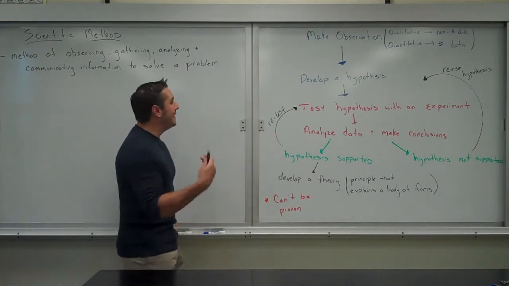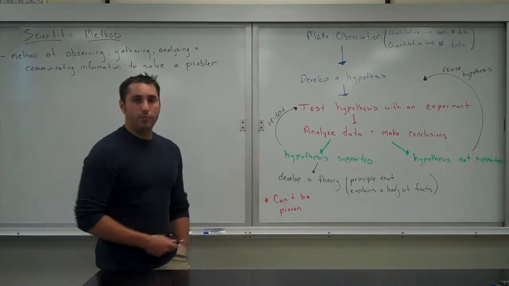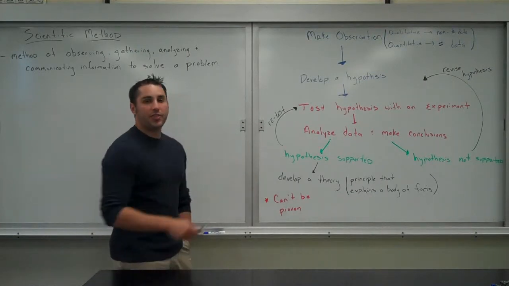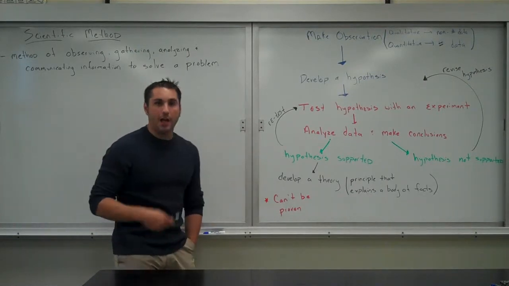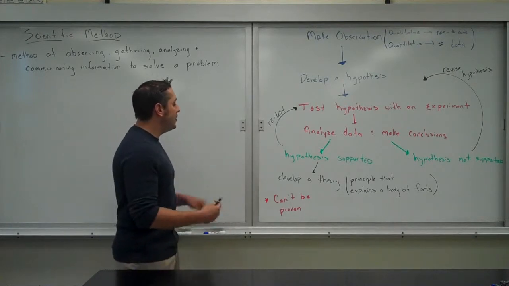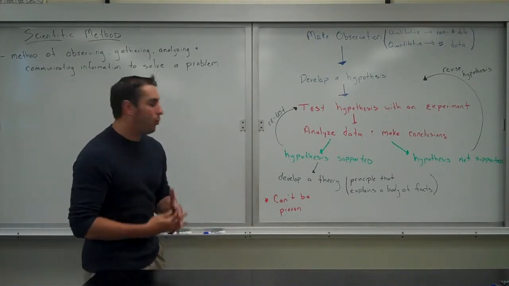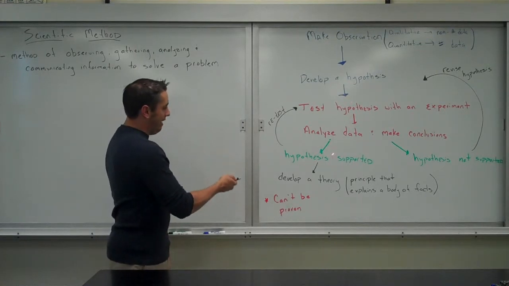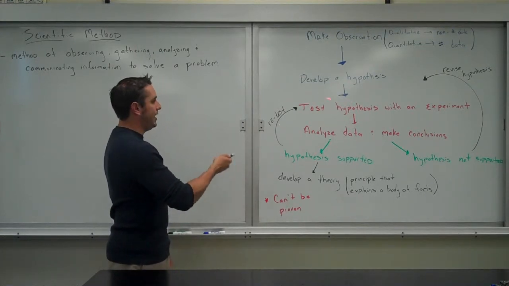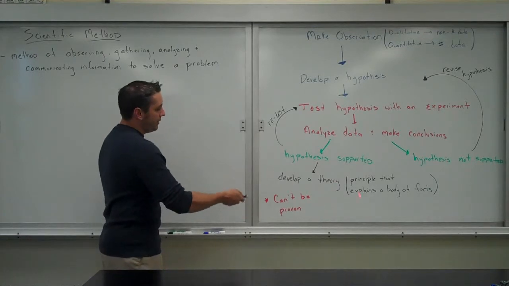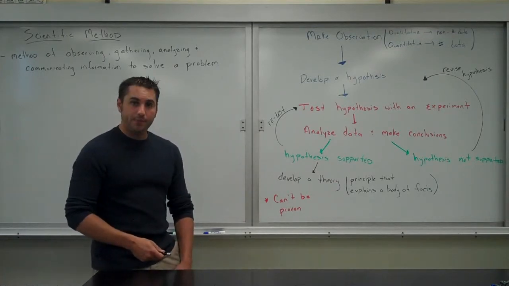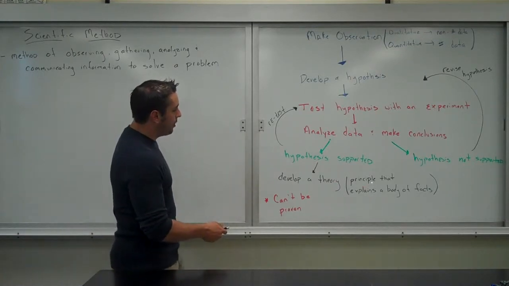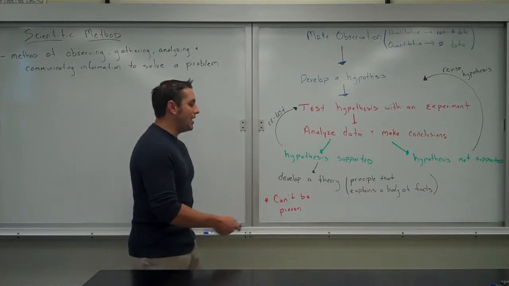You make him come again and throw 100 more pitches. You make them come back a third time. You make her come back a fourth time. And so on and so forth. Till you have gathered so much data supporting your hypothesis that now, after you analyze it and continue to support it again and again, you have the ability to develop a theory. And a theory is simply a principle that explains a body of facts.